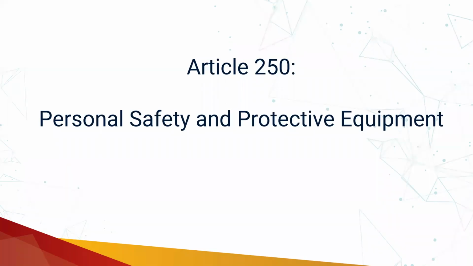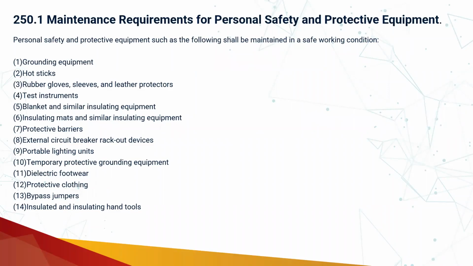Article 250 talks about personal safety and protective equipment. A number of items are covered here: ground equipment, hot sticks, rubber gloves, sleeves and leather protectors, test instruments, blankets, insulating mats, protective barriers, external circuit breakers, portable lighting, temporary protective grounding equipment, dielectric footwear, protective clothing, bypass jumpers, and insulated and insulating hand tools.